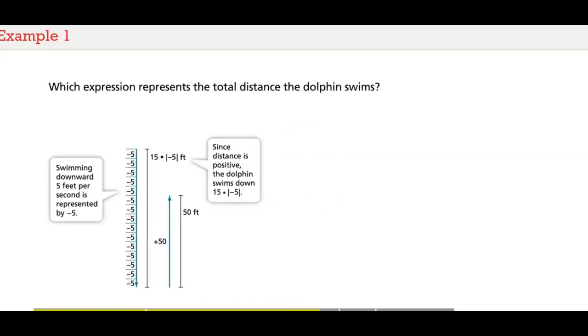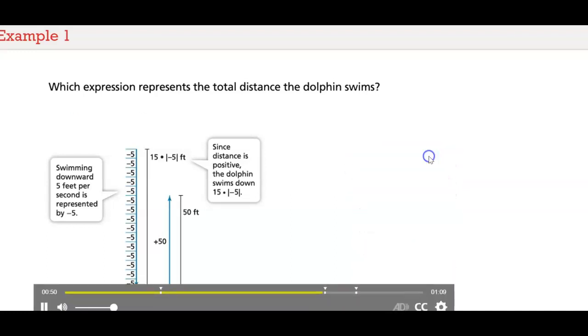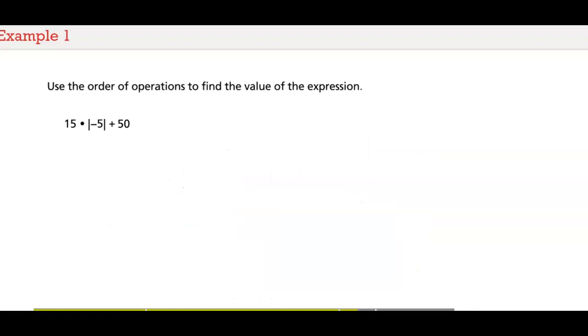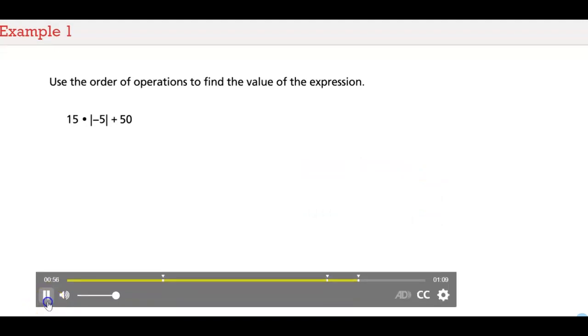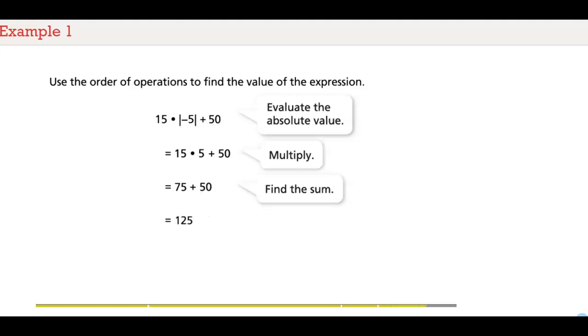Which expression represents the total distance the dolphin swims? Select your answer. Use the order of operations to find the value of the expression. Evaluate the absolute value. Multiply. Find the sum. The dolphin swims a total of 125 feet.